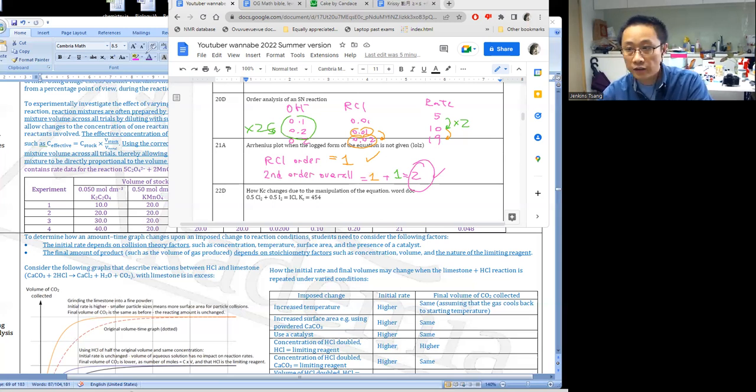Wait, hang on, I need to check the answer. How come this is? Actually, no. I was looking at question 21A. Why is the answer A, but turns out it's D? All 3 are correct. Never mind, excuse me.